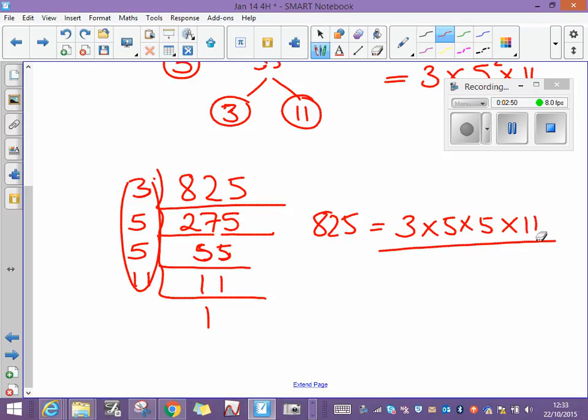You must do that last part. The question asks you to write your number as the product. Product means they must be multiplied together.